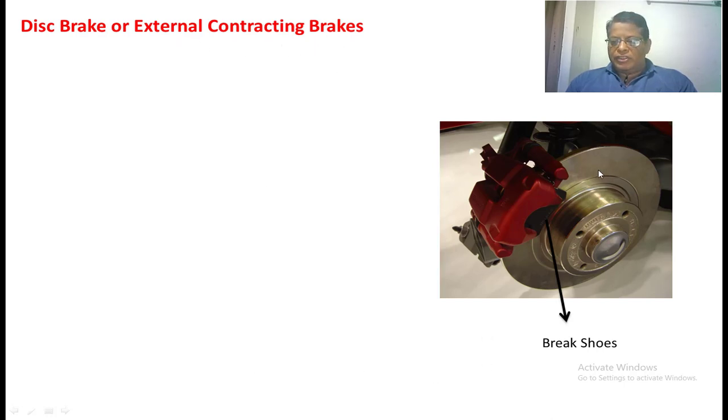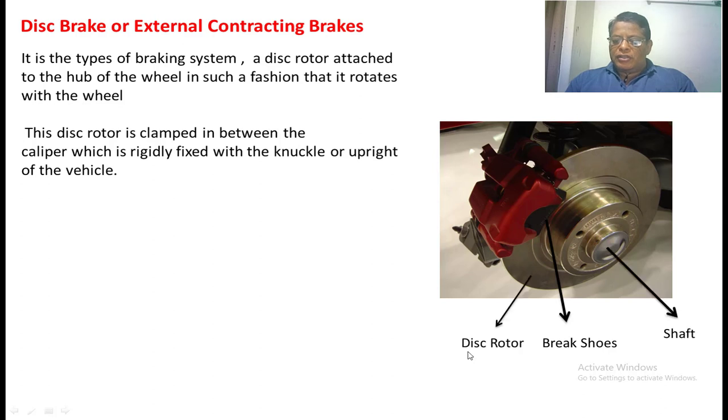See here, this is the disc which is connected to the hub of the shaft of a wheel. This is nothing but a rotating disc. When the wheel is rotating, the disc also rotates. The disc will be placed inside of a caliper. This is the caliper. It is connected mechanically to the chassis of a vehicle. This caliper also houses the brake shoes.